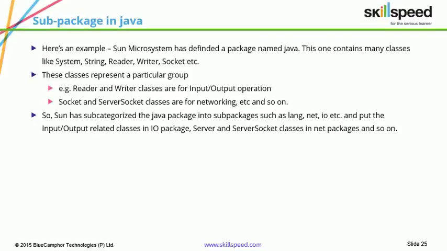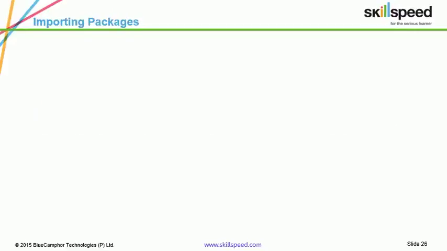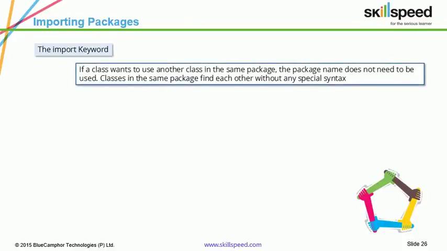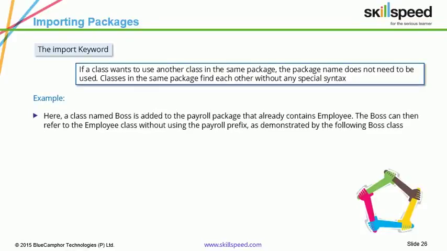Once we have seen the naming conventions and exceptions and the subpackage concept, let us go through the concept of importing packages. Importing of packages is done using the import keyword. If a class has to use another class of the same package, then the package name does not need to be imported separately. Classes in the same package will find each other without any special syntax. Here is an example. A class Boss is added to the payroll package, and the payroll package already contains another class called Employee. The Boss class can then refer to the Employee class without using the payroll prefix.